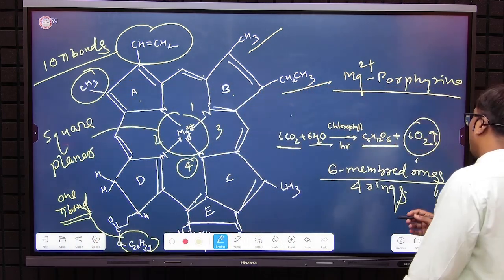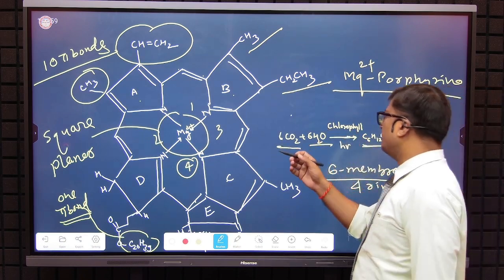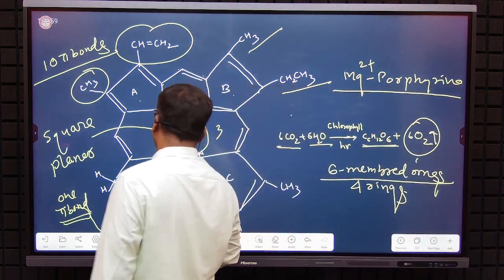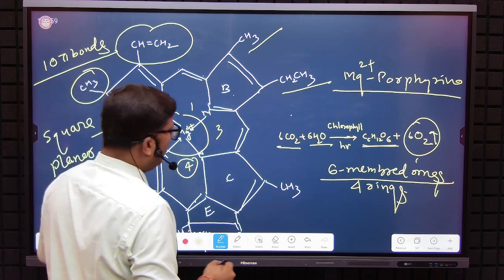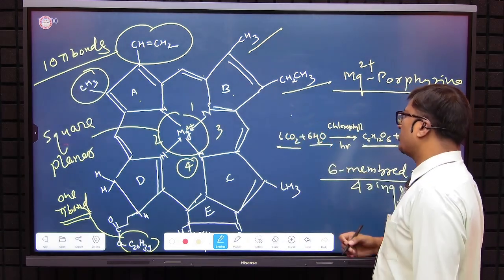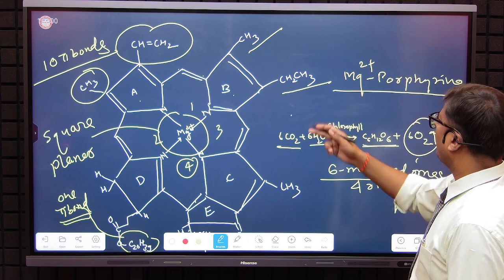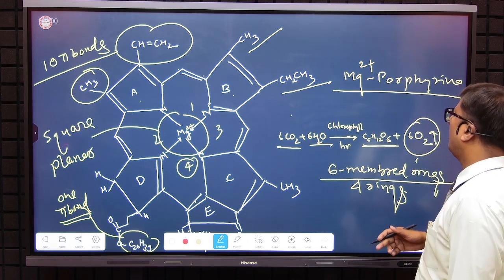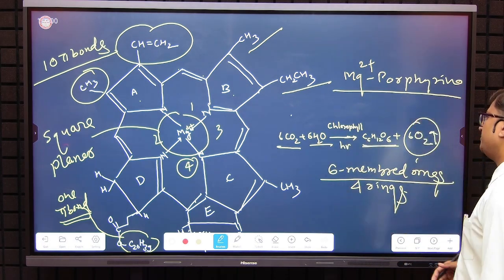So because of the formation of chelated structures and chelated rings, they are highly stable and have a very high stability constant. So this is the beauty of Mg2 plus porphyrin complexes, right?